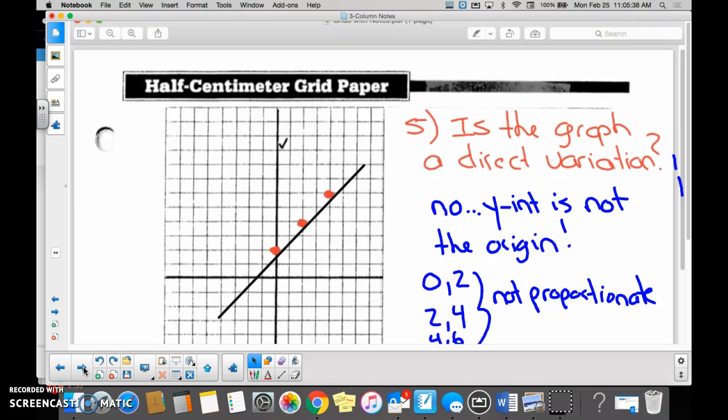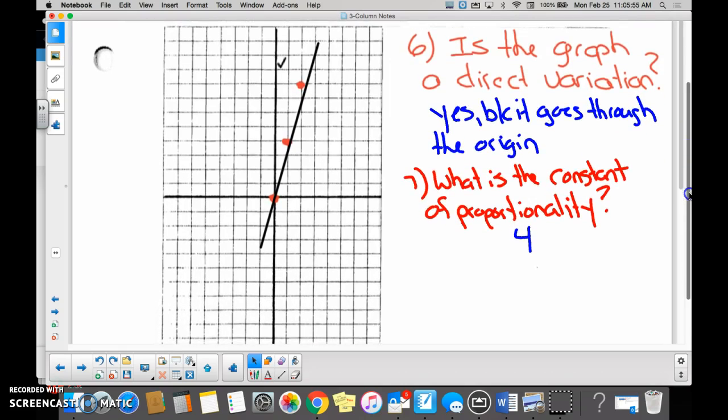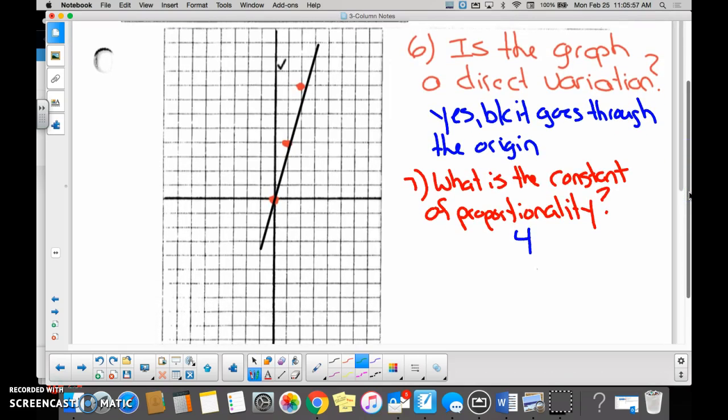Is that direct variation? No. Why? Y-intercept. In order for it to be direct variation, that line has to go through the origin, right? And it does not. So it has a y-intercept. How about number 6? Is that direct variation? Yes. Because it goes through the origin. And then the last thing, this equation would be y equals 4x. The 4 is the slope. Rise of 4, run of 1. Make sense? Questions?